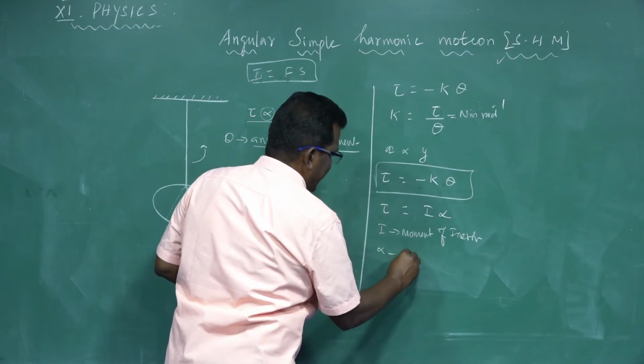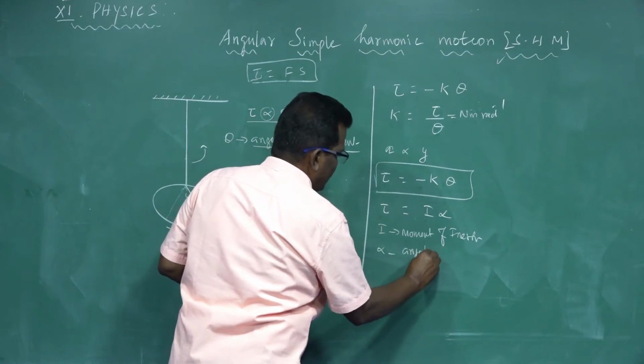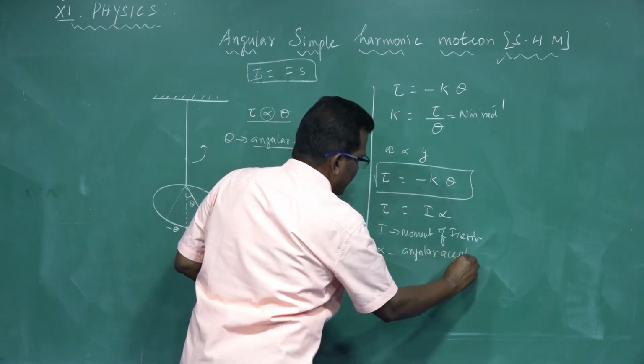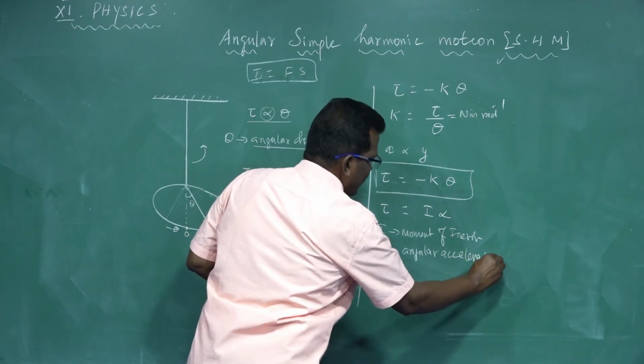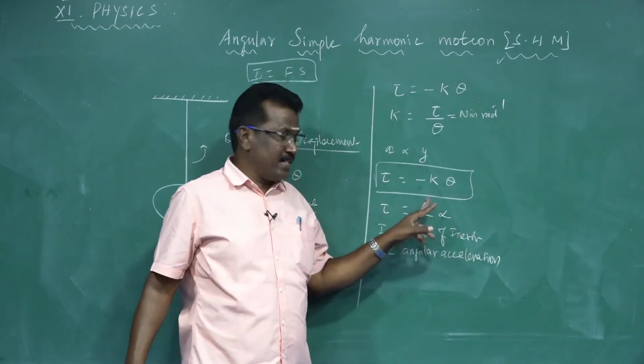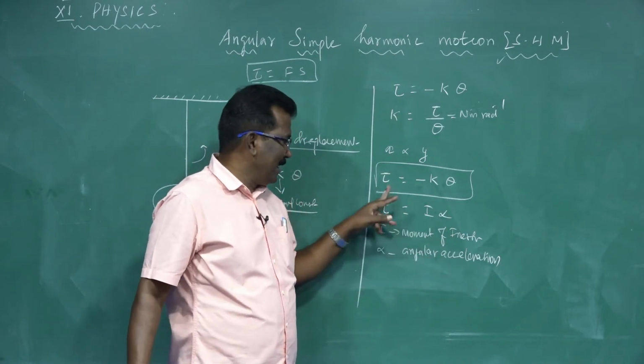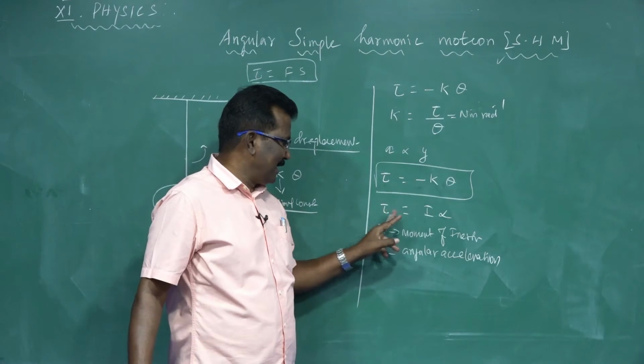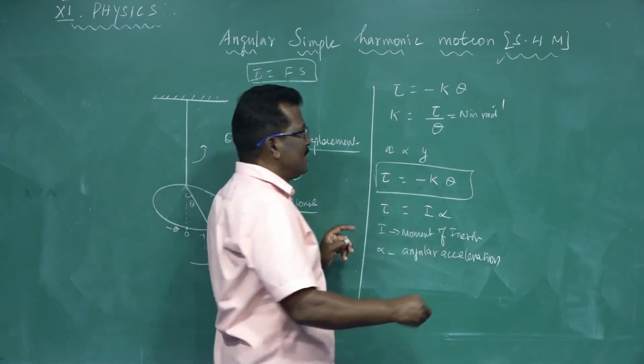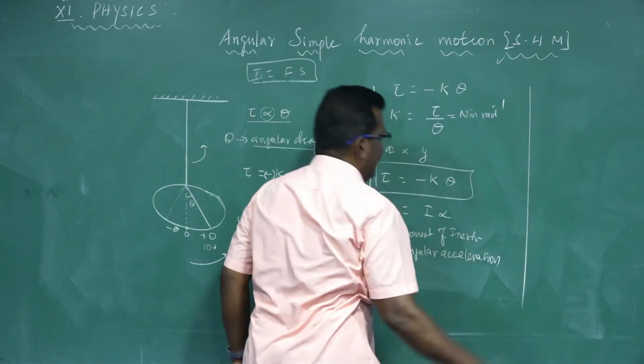Alpha is angular acceleration. I represents moment of inertia, and alpha represents angular acceleration. So tau is equal to I alpha. Here tau is equal to k theta, and here tau is equal to I alpha. So both are the same. Now compare.